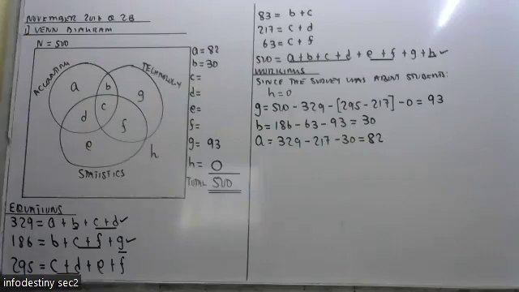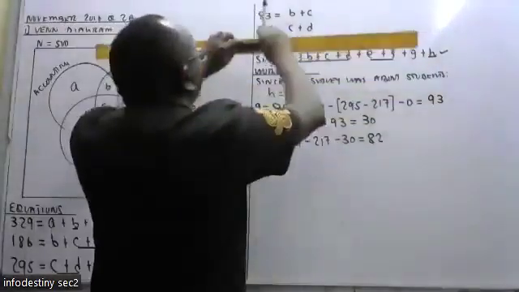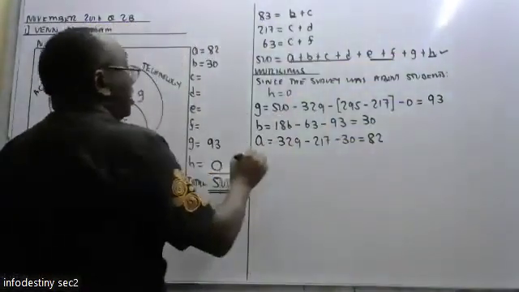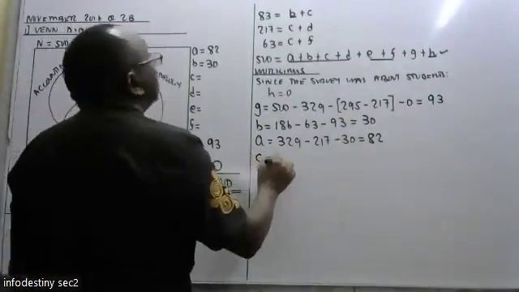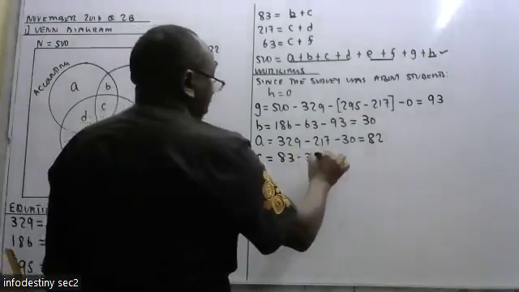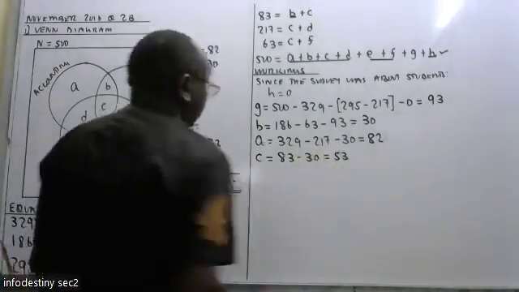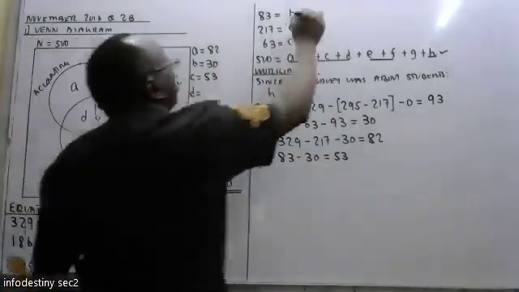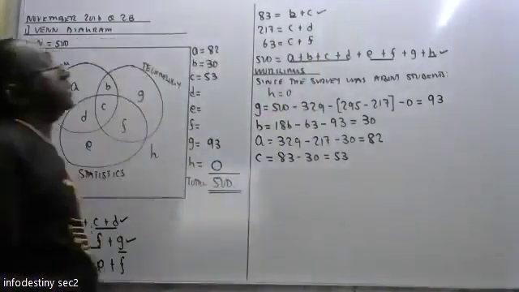The next, using that A, there's nowhere else there is A, but my other cut was B, which is here. So if I come here, I'll say that C should be 83 minus 30. And this one you can see is 53. So C is 53. Those are the systems.